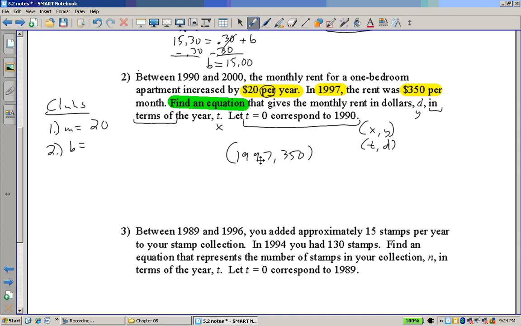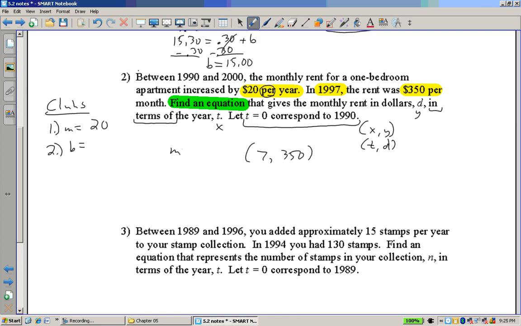I want 1997, so we can just count: 1991, 1992, 1993, 4, 5, 6, 7. So that's 1, 2, 3, 4, 5, 6, 7. Instead of 1997, we're just going to put 7. That gives us some much easier values to work with. Okay, so now we have 7, 350.